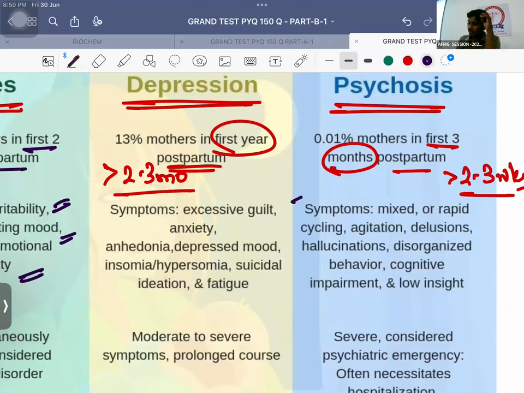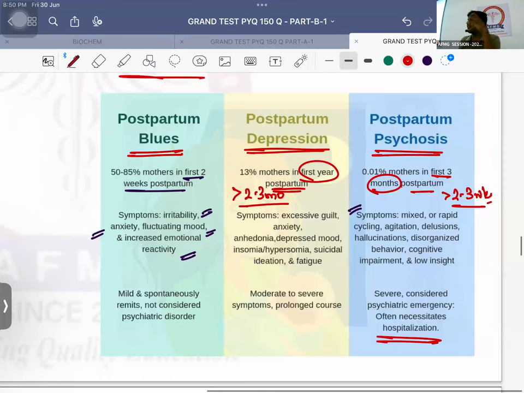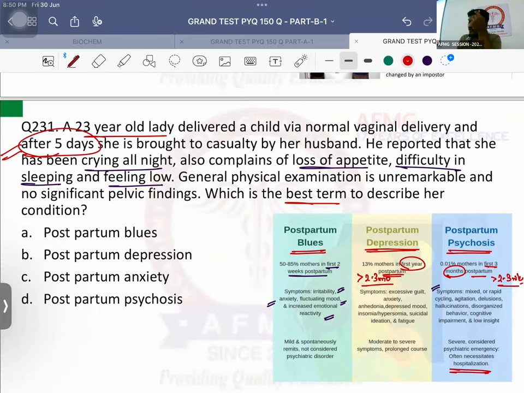Here the patient can have depressive symptoms as well as manic symptoms also. Okay, that is the case of psychosis. Here it is the most severe form and the patient needs hospitalization. In our patient, when did it happen? Usually after 5 days itself, in the first 2 weeks after postpartum. So it should be a case of postpartum blues.